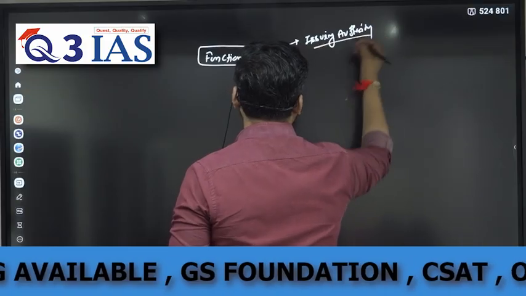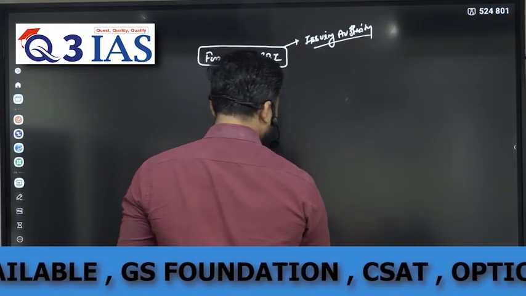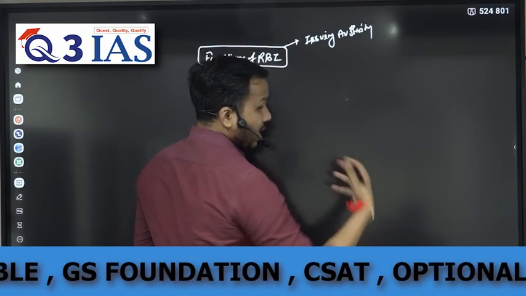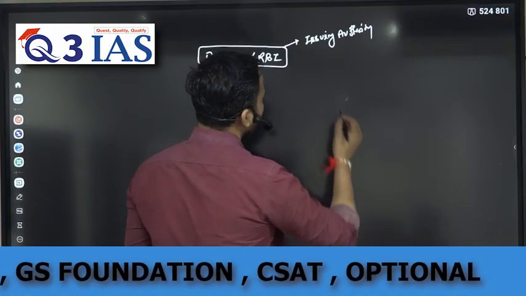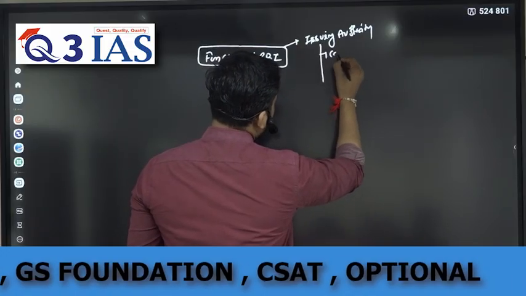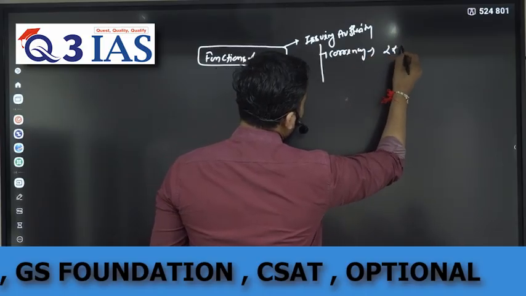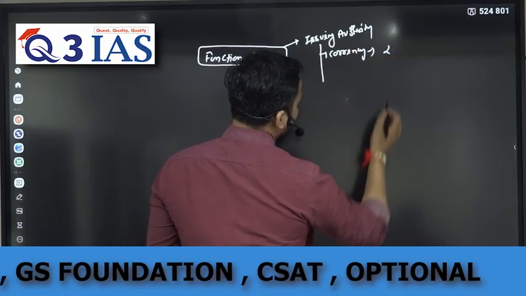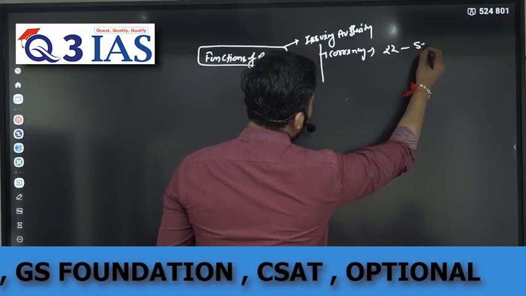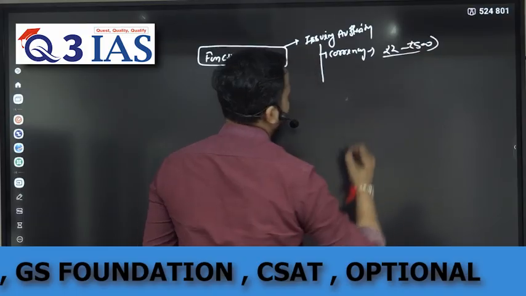Issuing authority. Issuing authority means issuer of currency. 2 rupees note to 500 rupees note are in circulation.